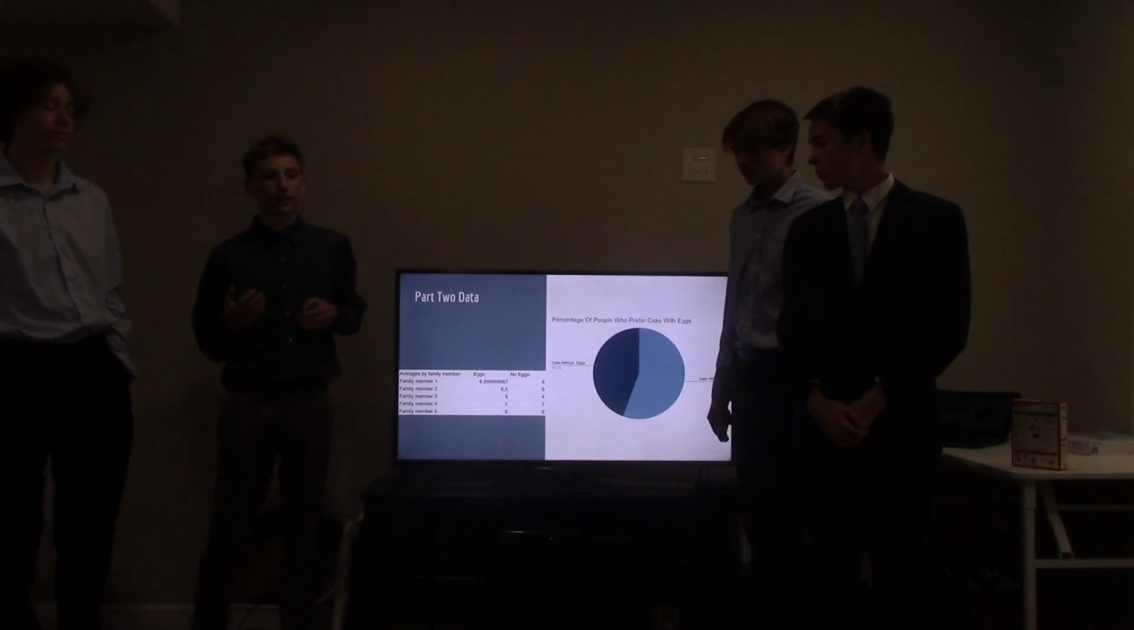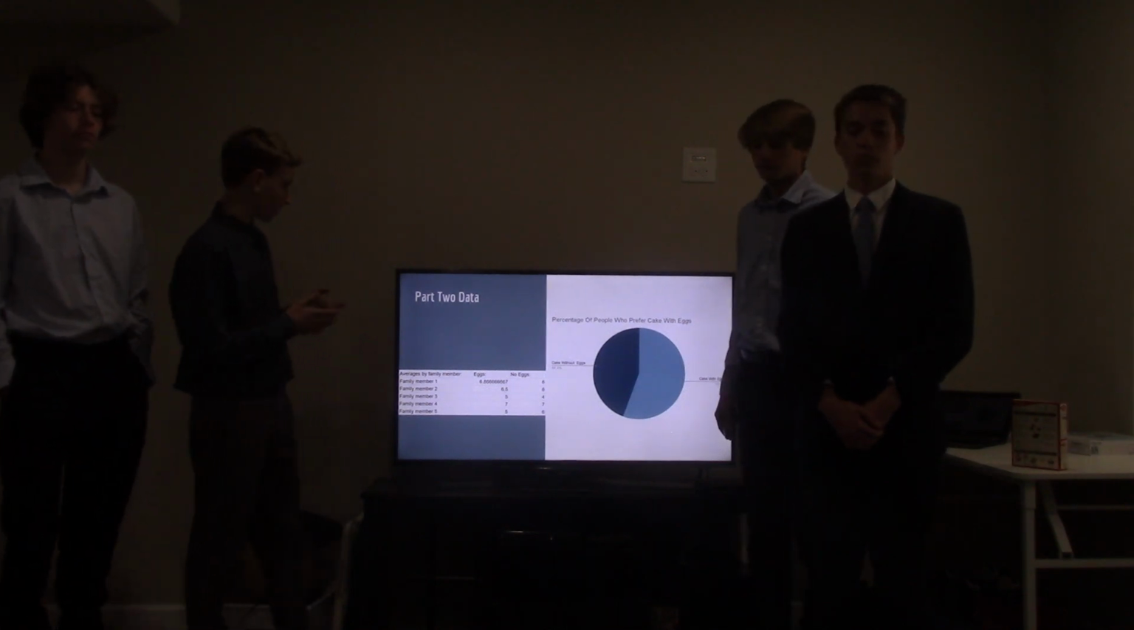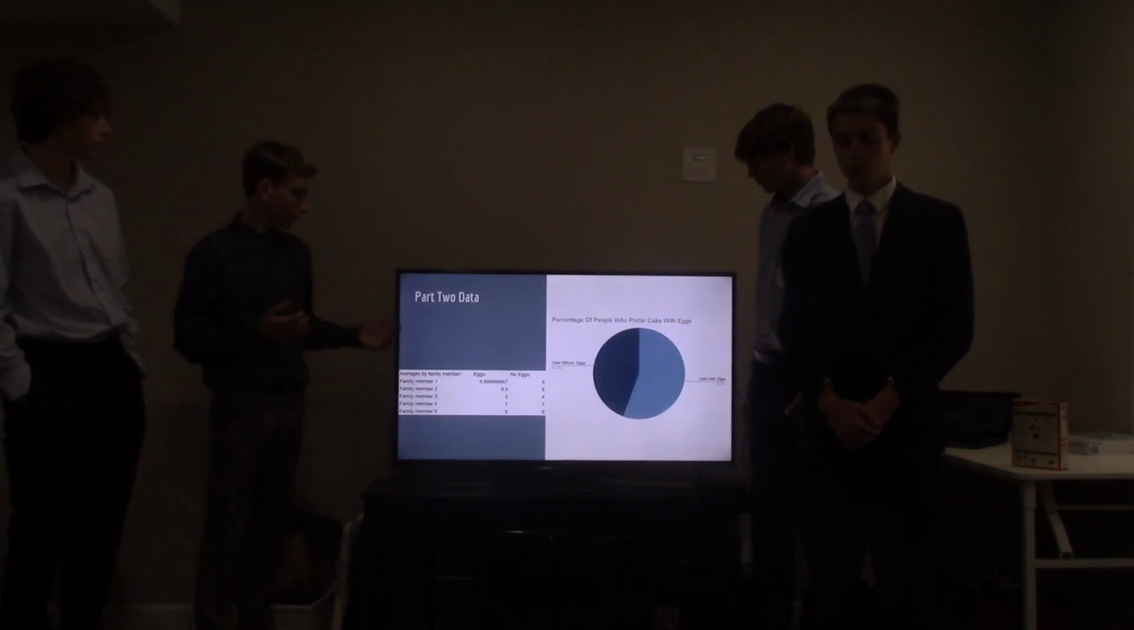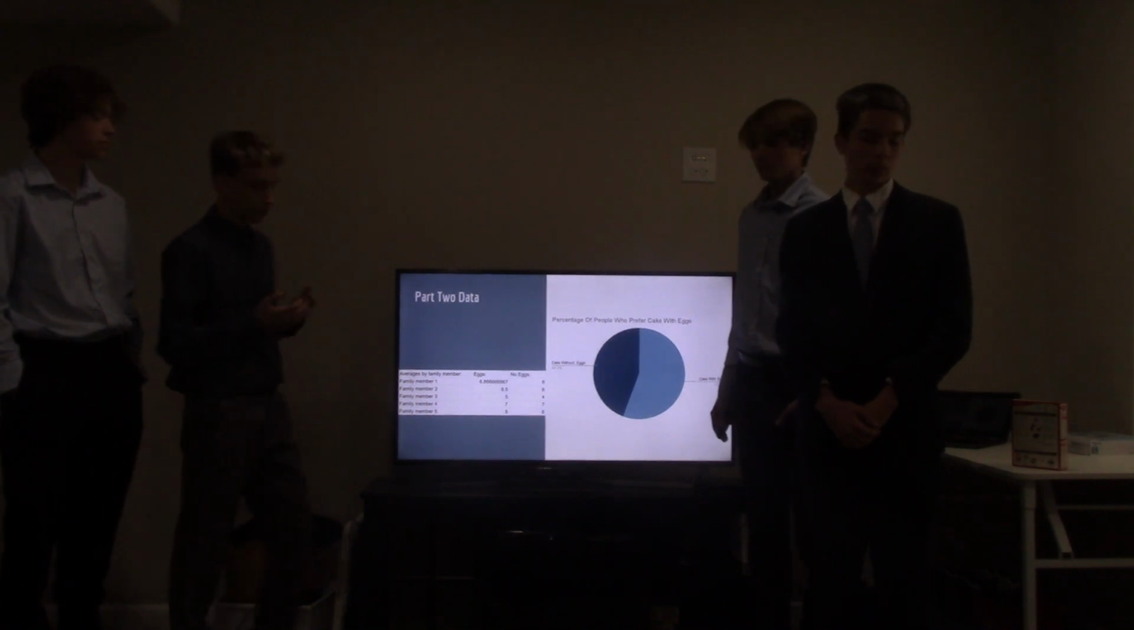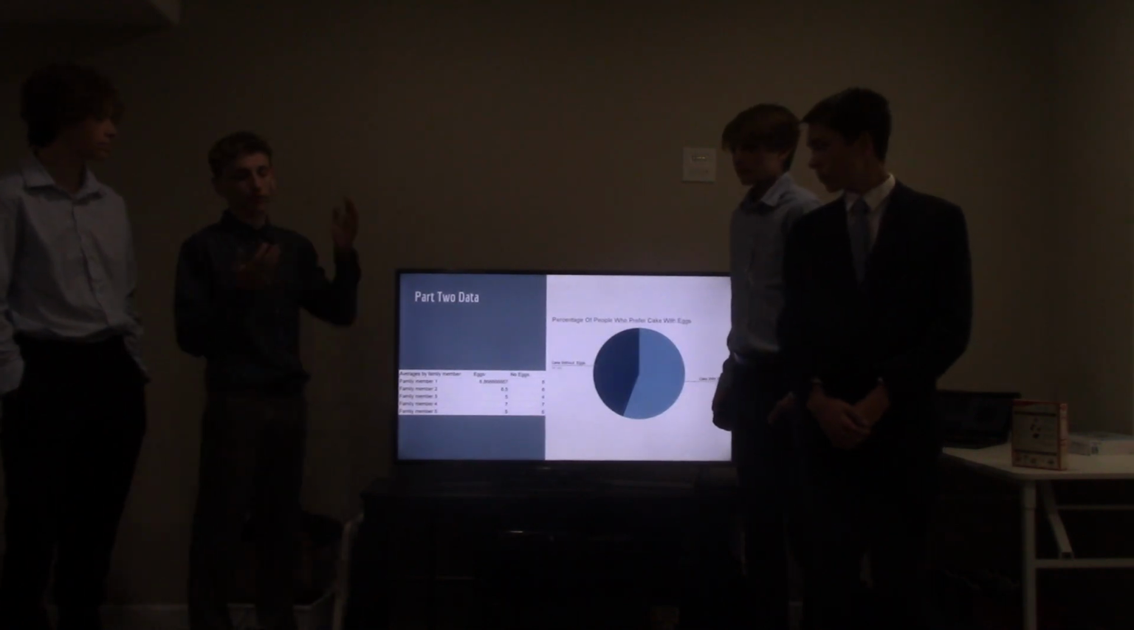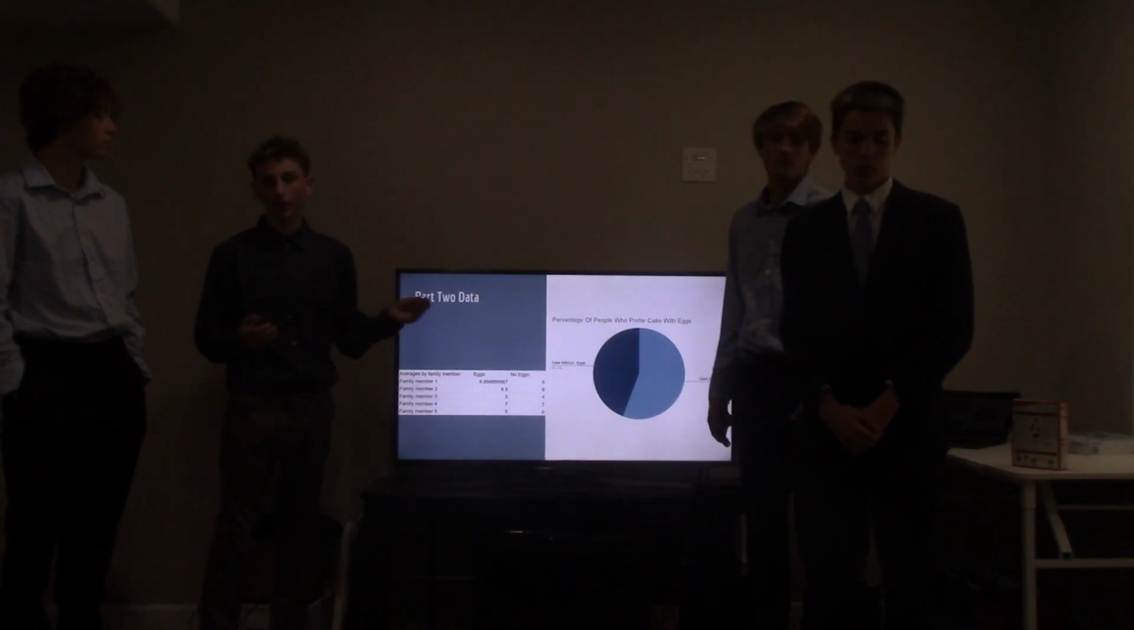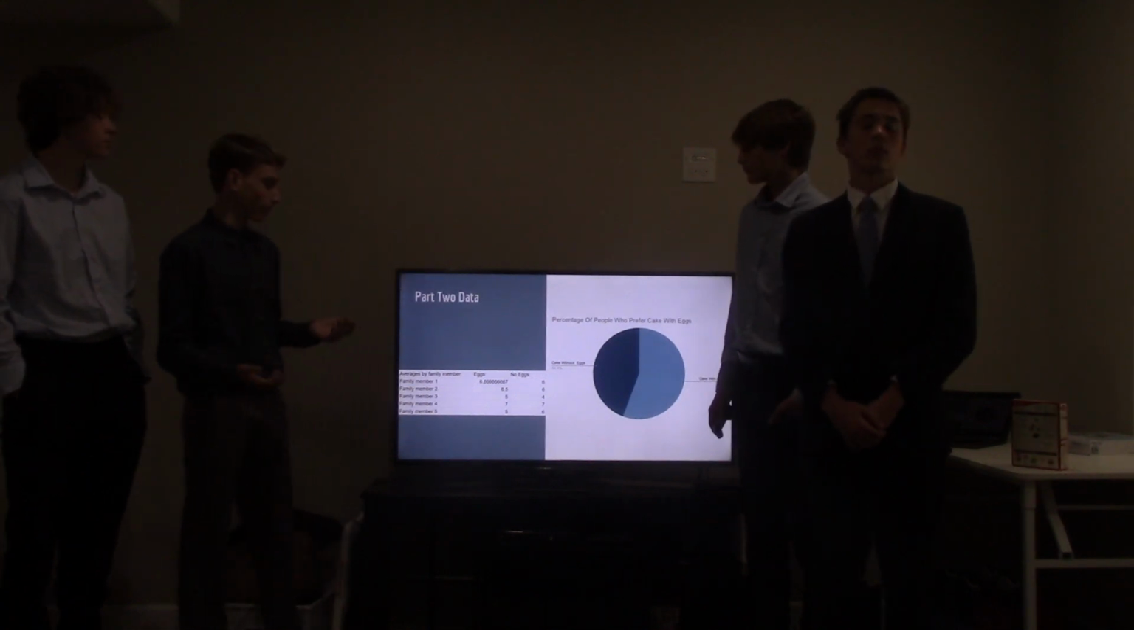So after we had our cakes baked, we decided to have a kind of taste test competition between the cake with eggs and with no eggs. To do this, we just had our family members rate each cake. We gave them a slice of each cake, and we had them rate them out of 10.